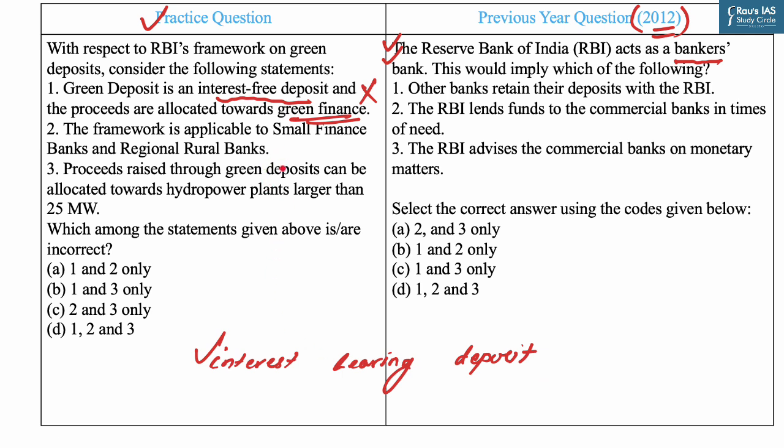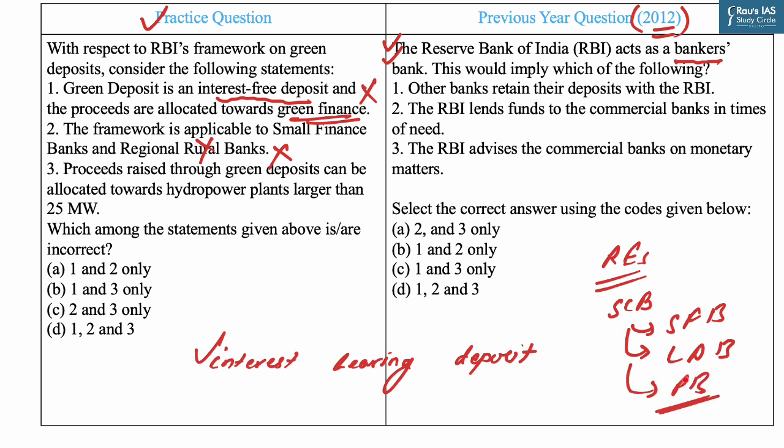Statement 2 says the framework is applicable to small finance banks and regional rural banks. Now this statement is again incorrect, as this framework clearly demarcates the entities to which these instructions shall be applicable, and these entities would be collectively referred to as regulated entities, that is REs, and this includes scheduled commercial banks, including small finance banks, which excludes regional rural banks. It also includes local area banks and payment banks. It further says that it includes all deposit-taking non-banking financial companies registered with the Reserve Bank of India under the Reserve Bank of India Act of 1934.